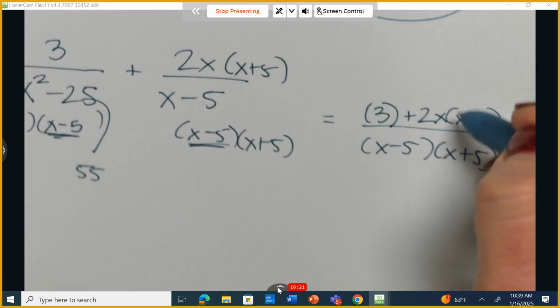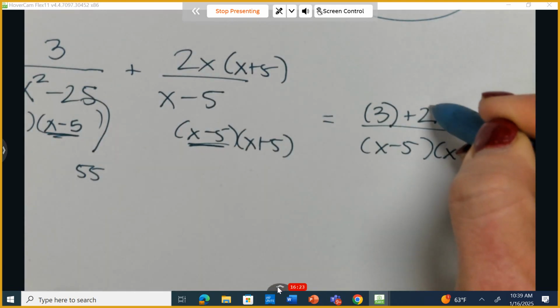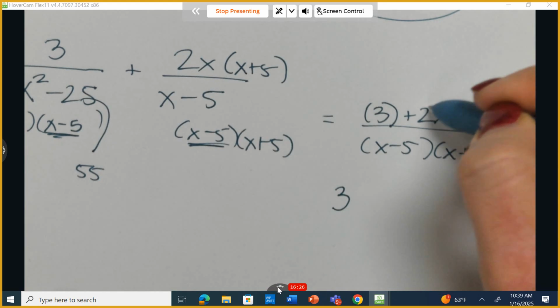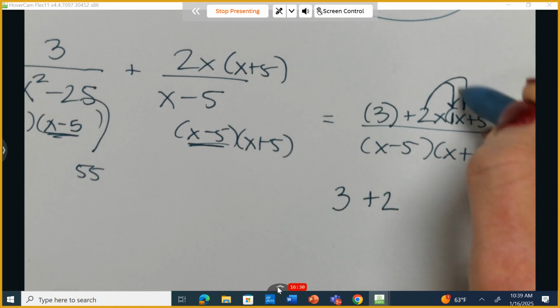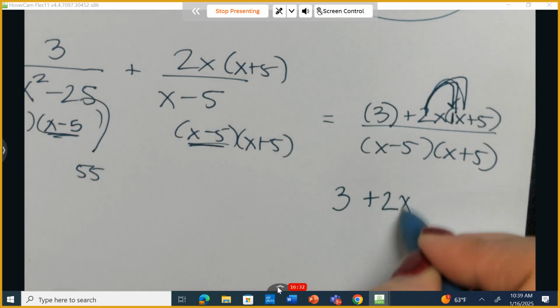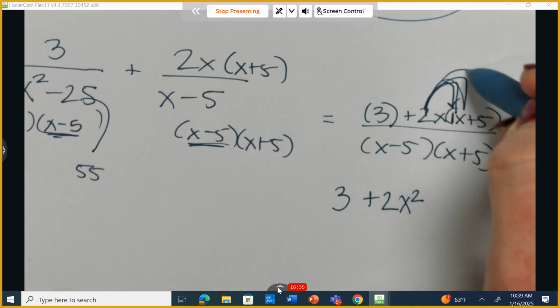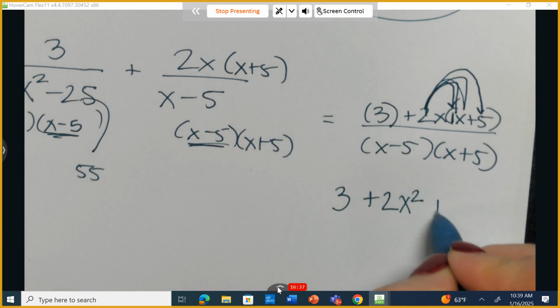I'm going to distribute right now. In front of this x is a 1. So here we go. You ready? I have just the numerator. 2 times 1 is 2. But how many x's do I have between these two? 2. 2 times positive 5 is 10.